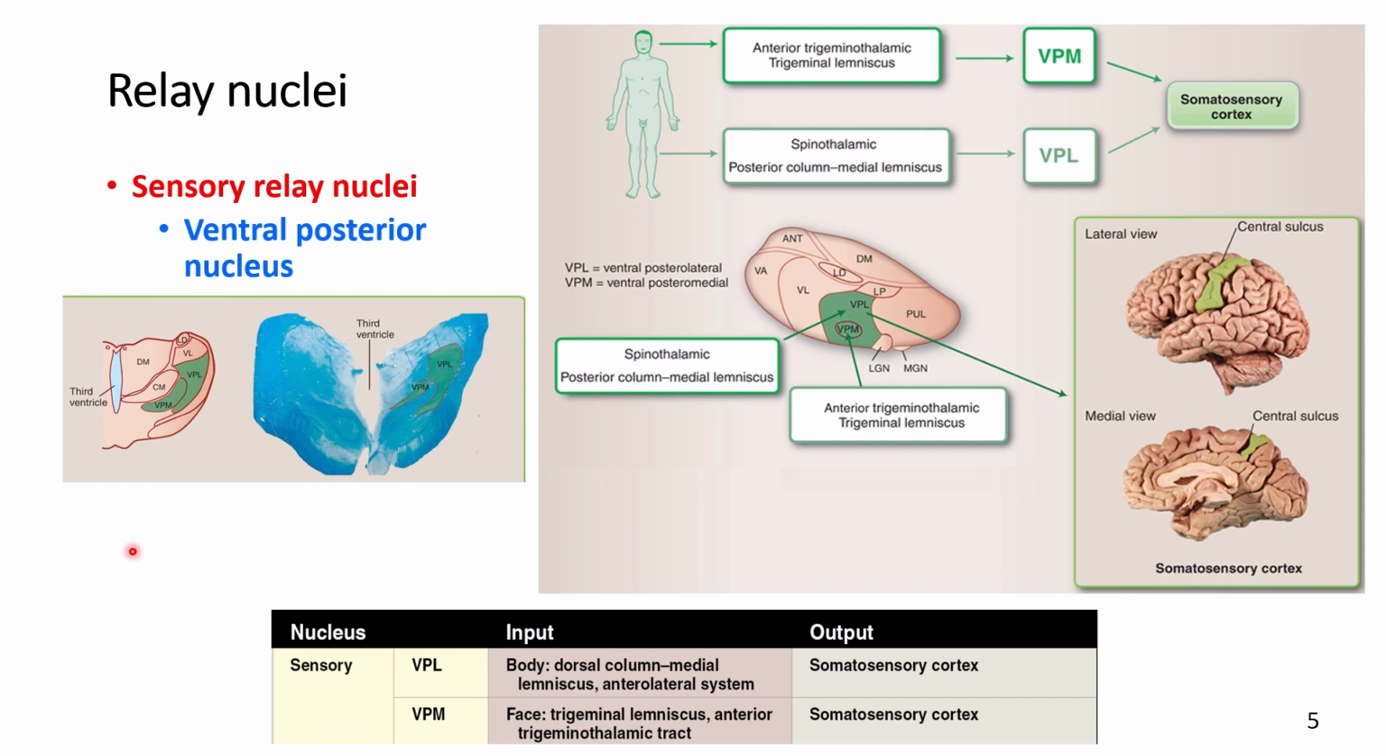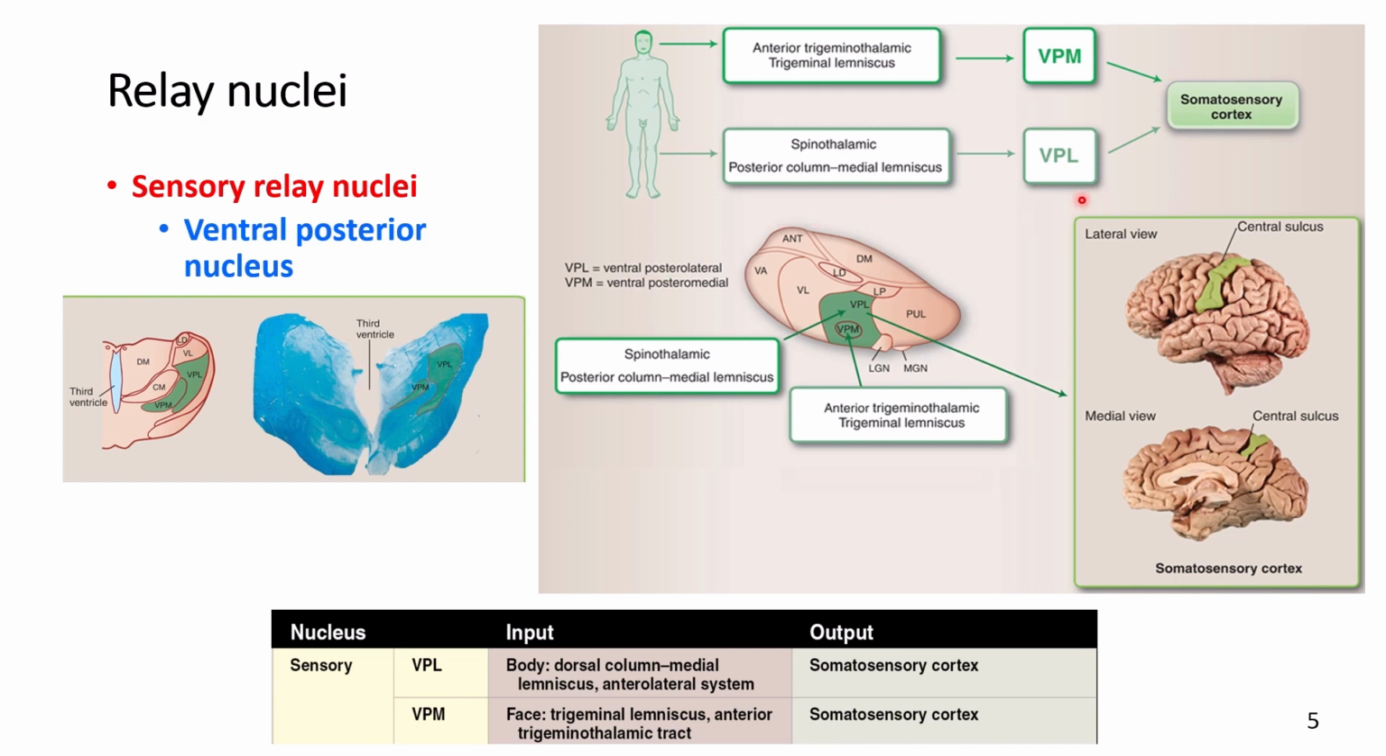So now let's talk about each group of nuclei separately. The first one is the sensory nuclei. The sensory nuclei are the ventral posterior nucleus. You can see it in this coronal section. So this is the ventral nuclei. It's made of the ventral posterior lateral and ventral posterior medial. So this is the third ventricle there.